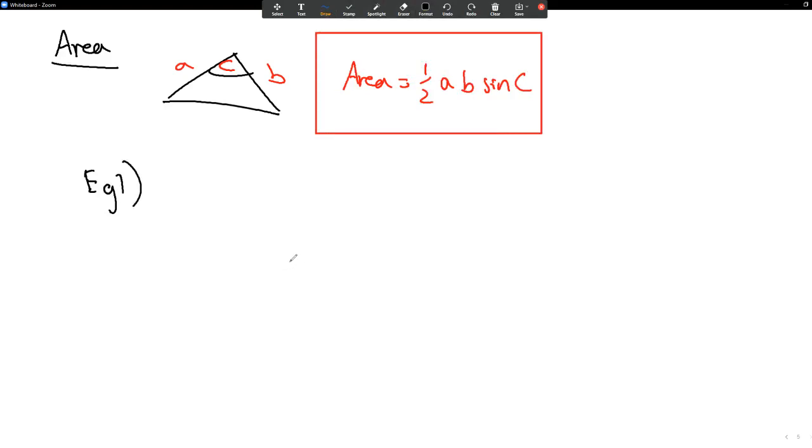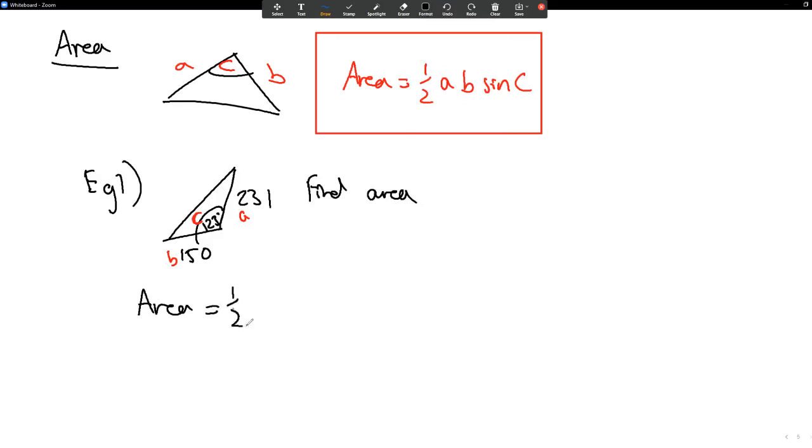So here we have our angle C and our two sides. Again, it doesn't matter, this could be A like we've been saying, but it doesn't really matter what you label them. But we can say that's A, that's B, and that's capital C. Okay, and then it'd say find area. So let's have a look at this equation.